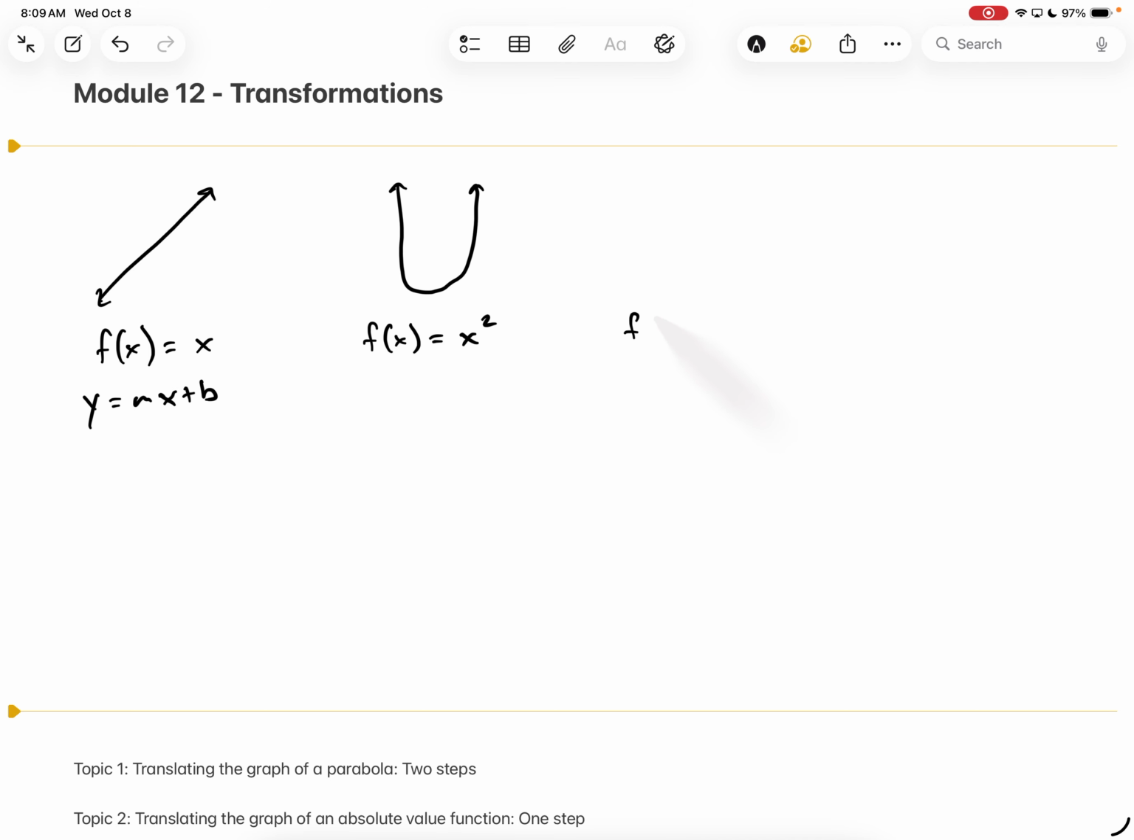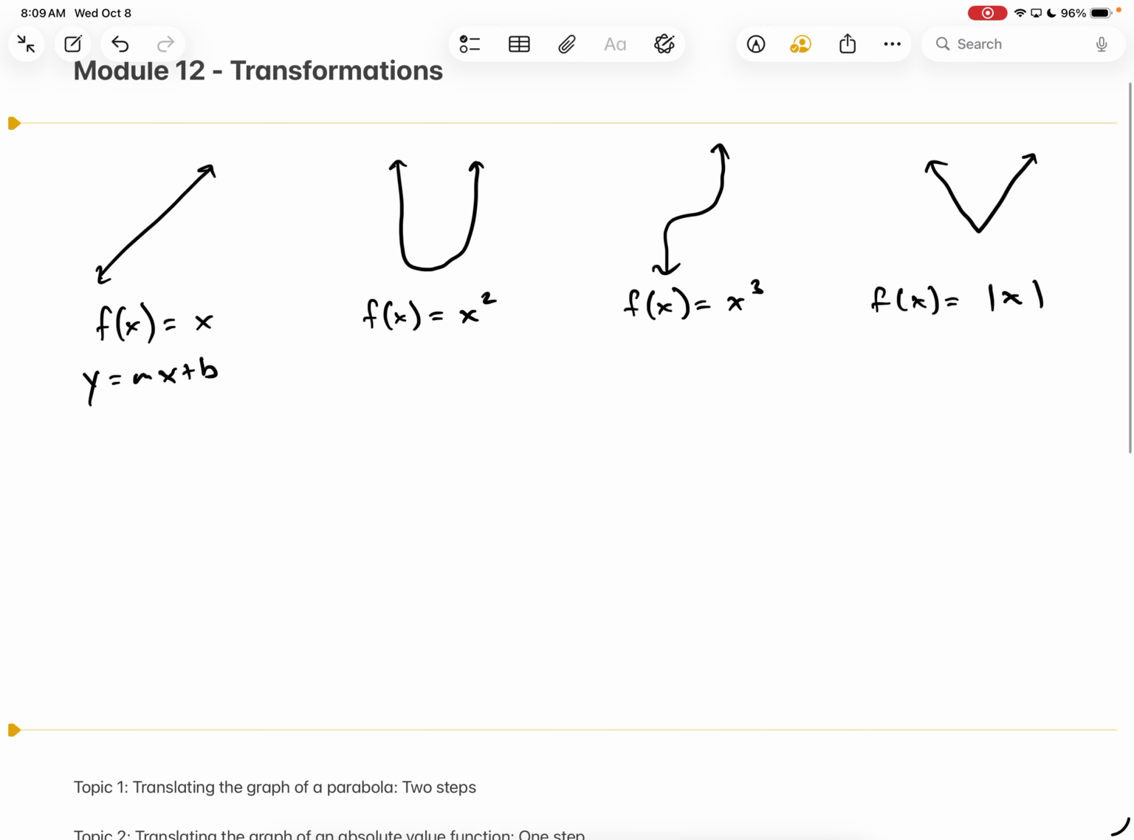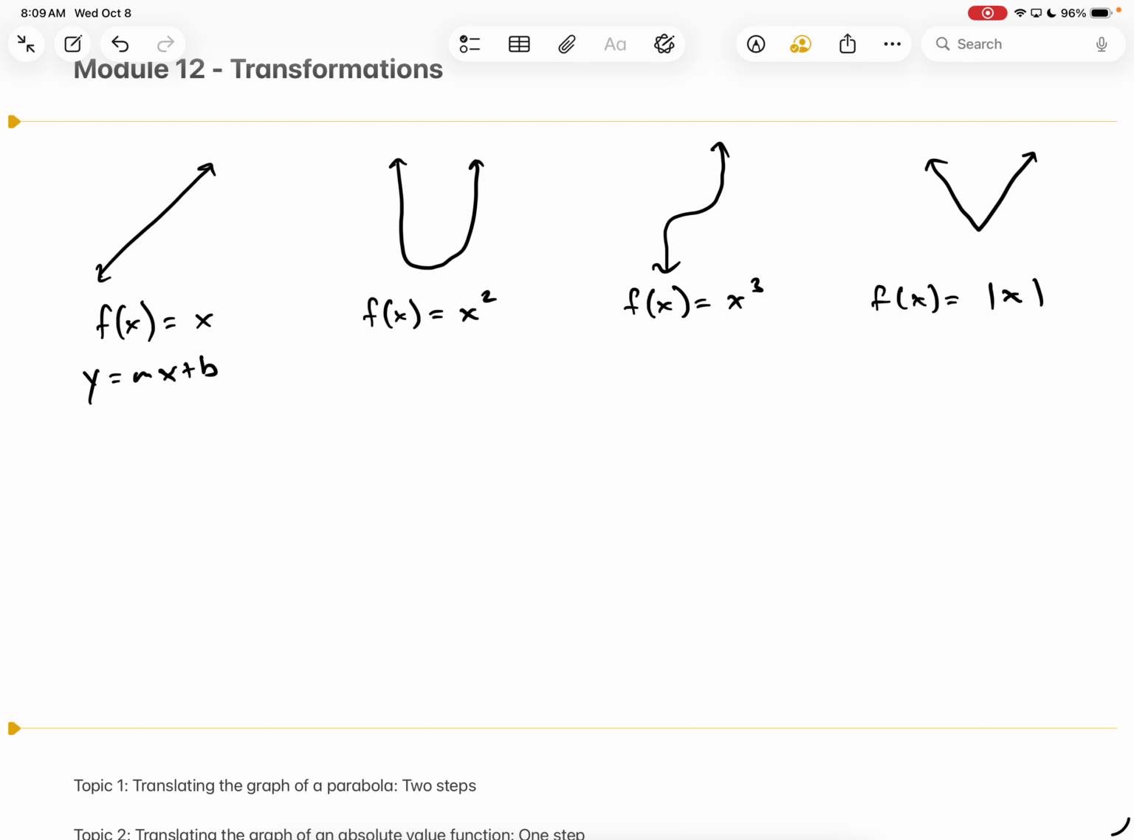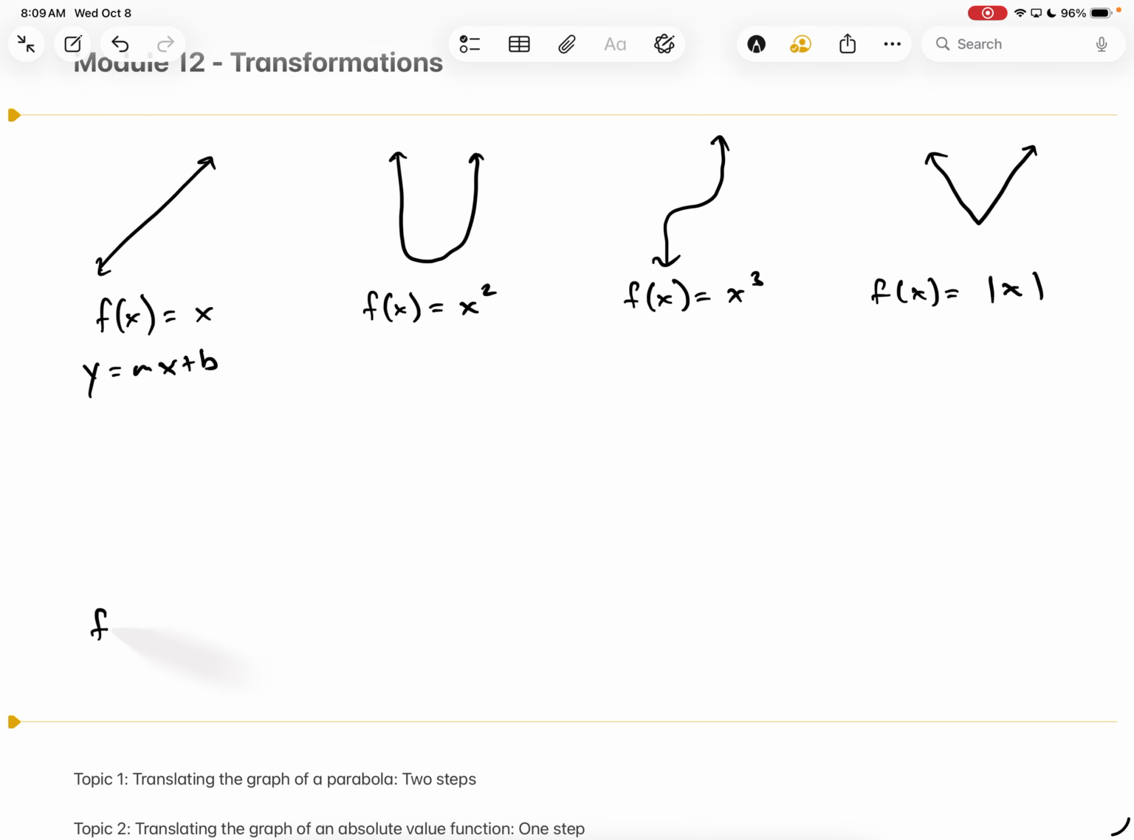You have x cubed, which I kind of look at like a squiggly line. You have the absolute value of x, which always makes a triangle, I'm sorry, a V. These are all the different parent functions, and no matter what transformation we do, it will work on these. What else do we have? We have f of x equals the square root of x, which is something like this.